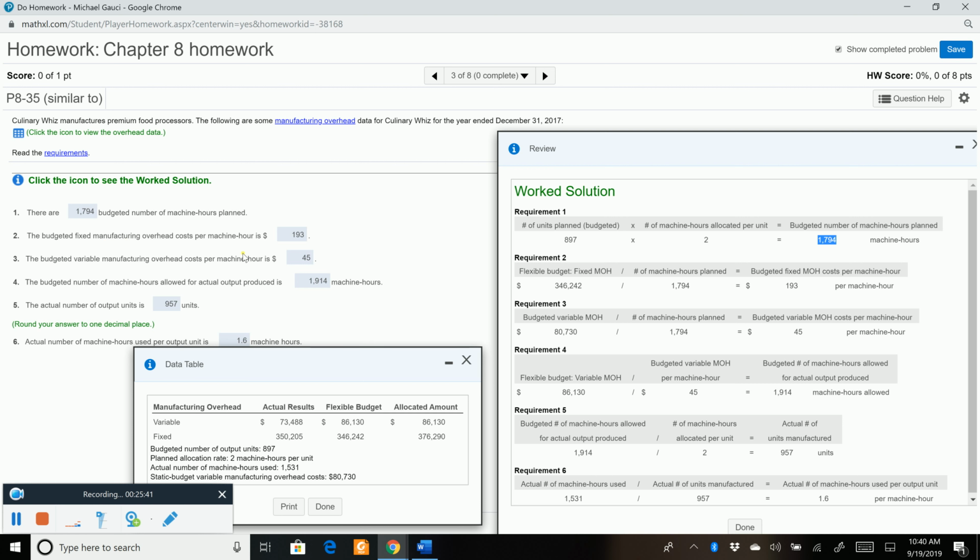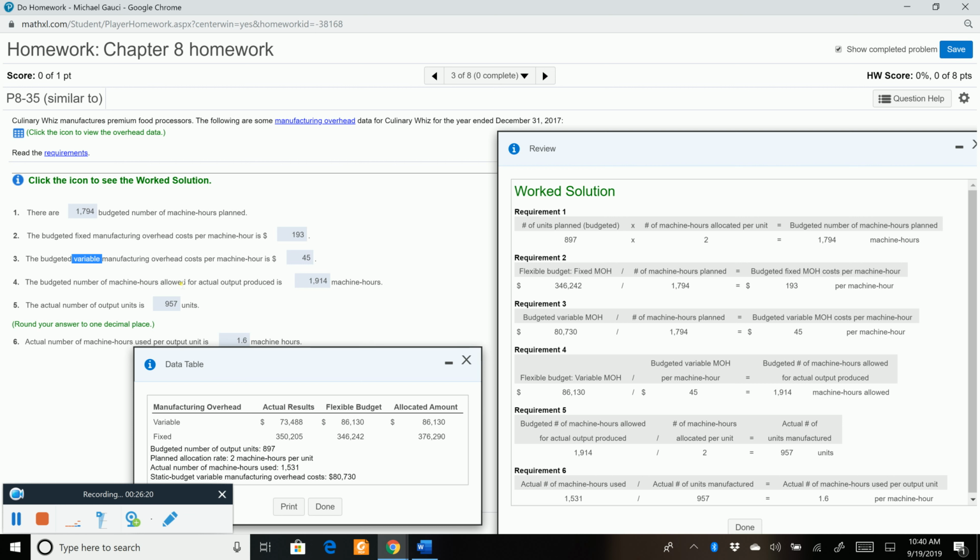Next question, the budgeted fixed manufacturing overhead cost per machine hour. So we're trying to figure out the original budget for fixed overhead. And we can see the original budget, the flex budget, which is the same as the static budget for fixed, 346,242 divided by, we just calculated, 1,794 planned machine hours. If you do the math, the original budget for fixed overhead is $193 per machine hour.